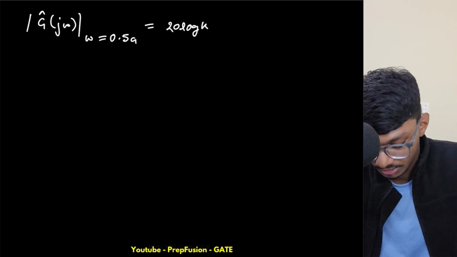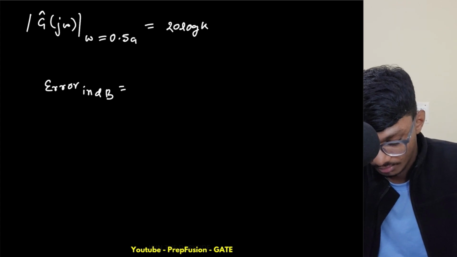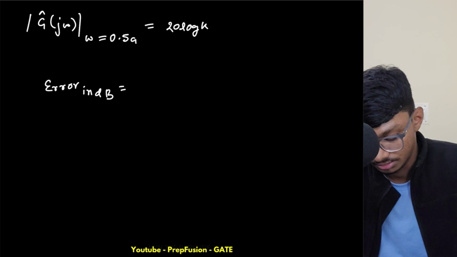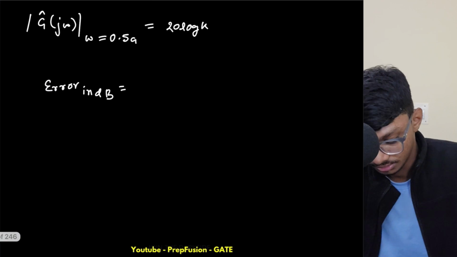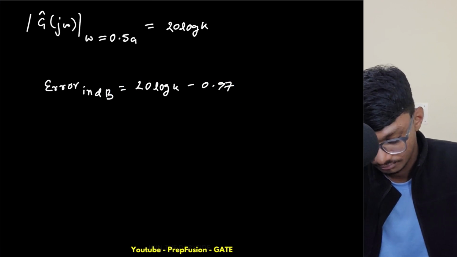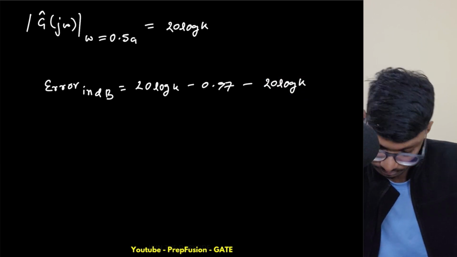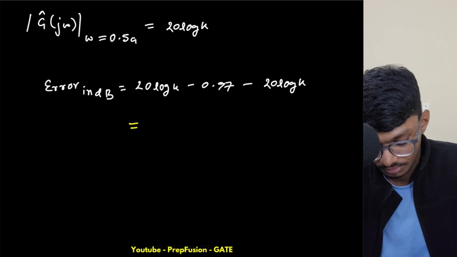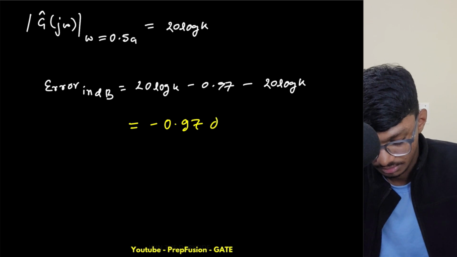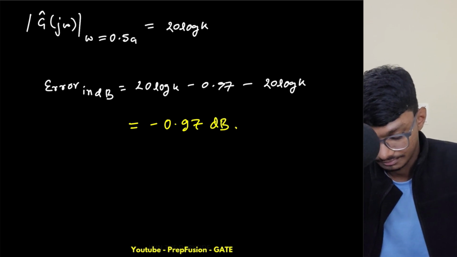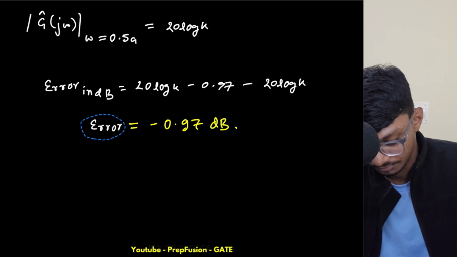So let's find the error in dBs. It will be simply this one subtracted by the other one, so this will be equal to minus 0.97 dBs. Okay, so this is my error.